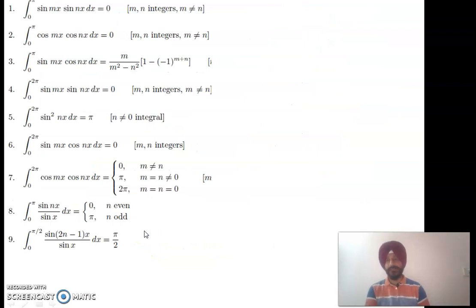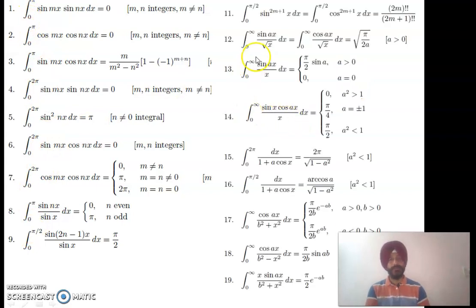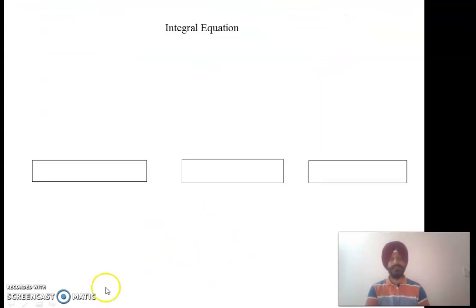So this is again integration of trigonometrical functions, using some properties of definite integrals, which we study at plus 2 level. All these integrals we study at plus 2 level. Here the topic which we want to discuss is integral equations. So in mathematical methods, our first topic is integral equations.